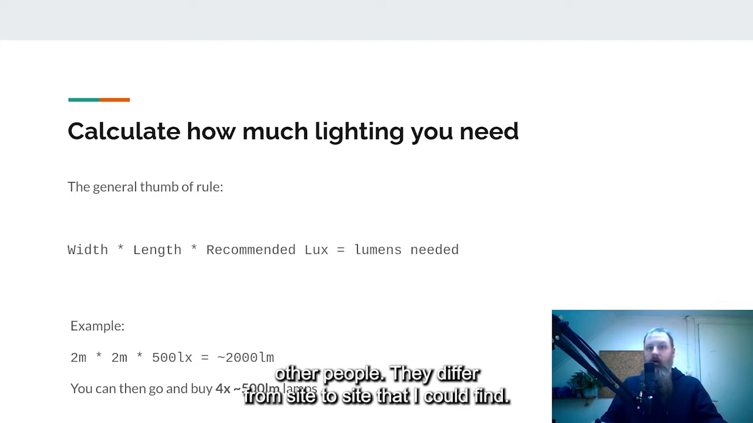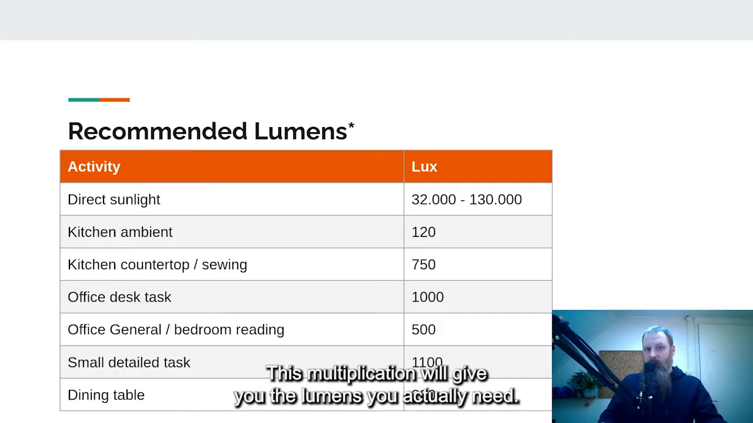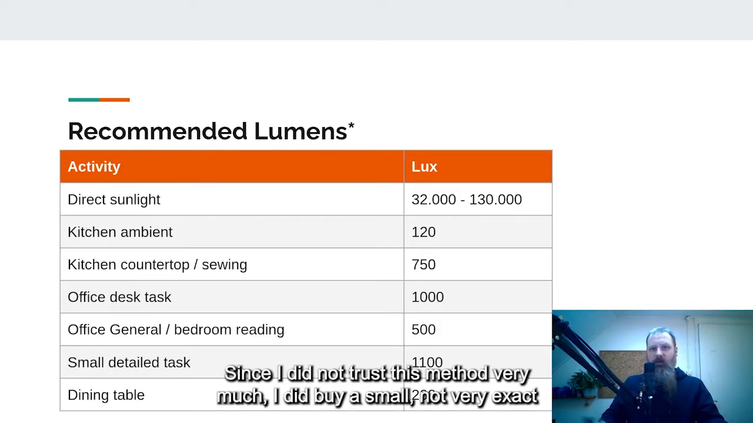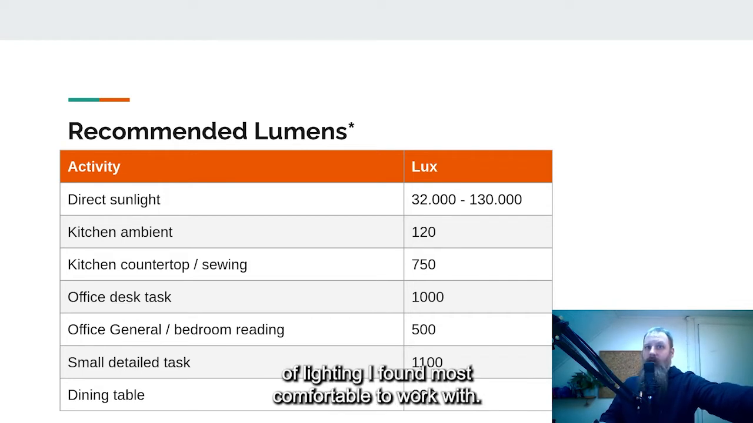They differ from side to side that I could find. This multiplication will give you the lumens you actually need. Since I did not trust this method very much, I did buy a small, not very exact lux meter, such as this one, and began checking out what kind of lighting I found most comfortable to work with.